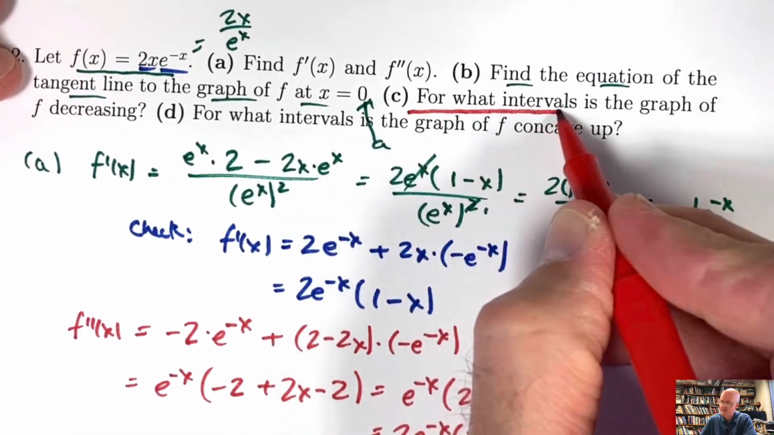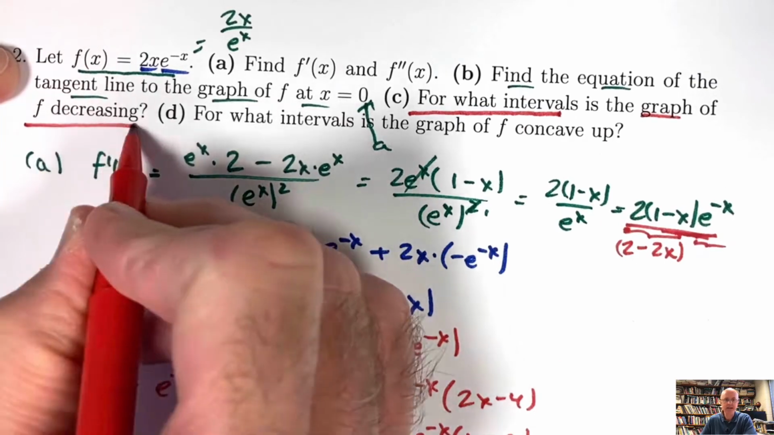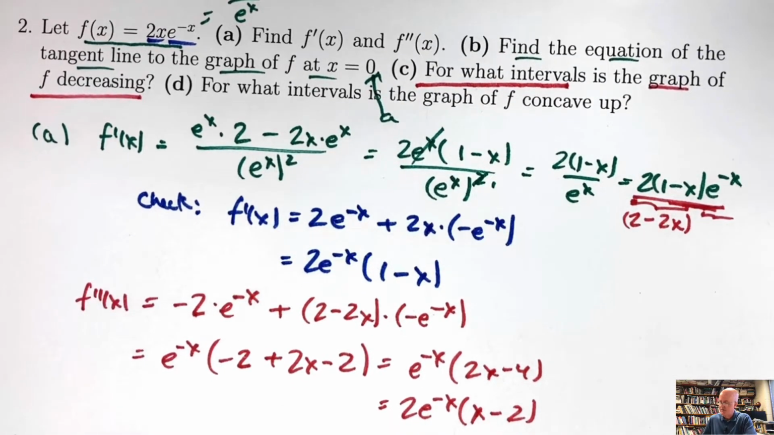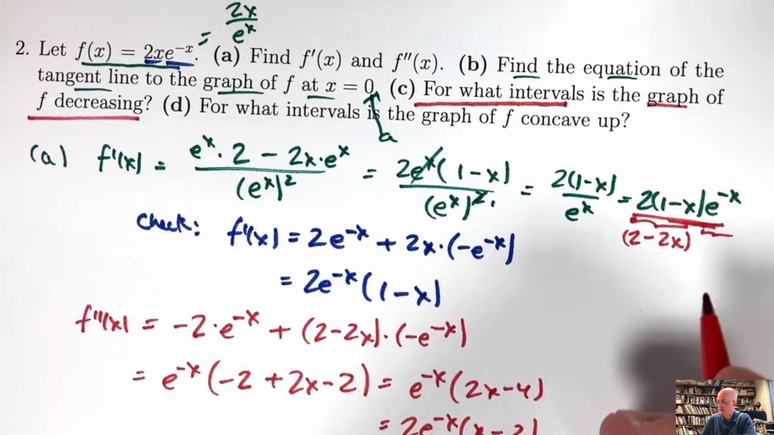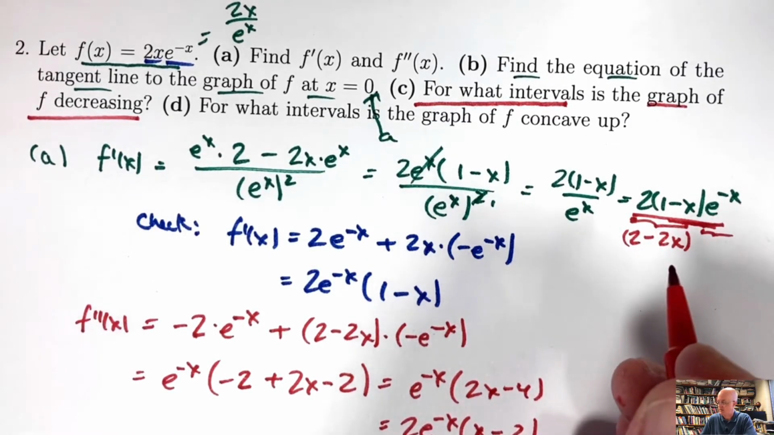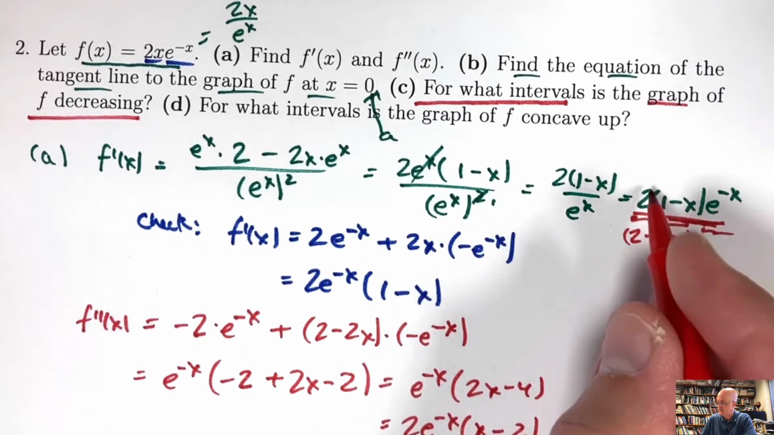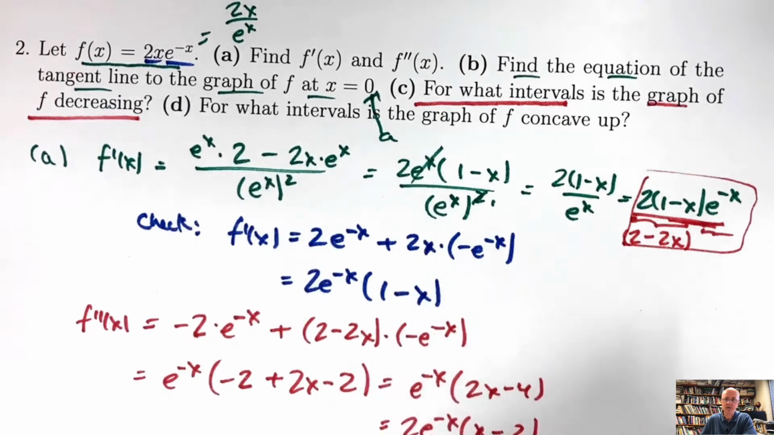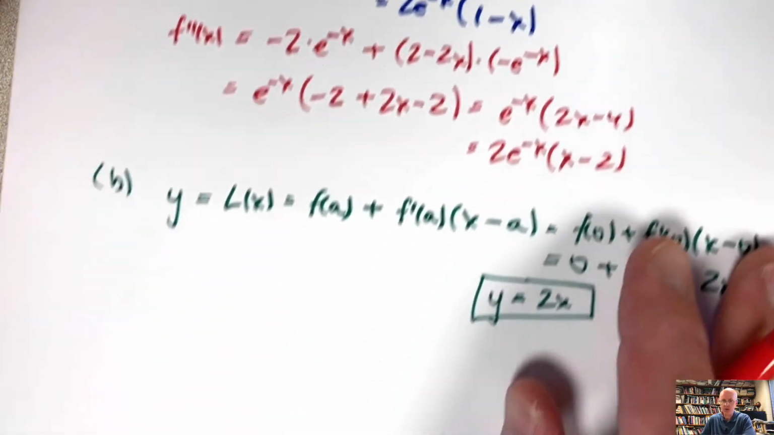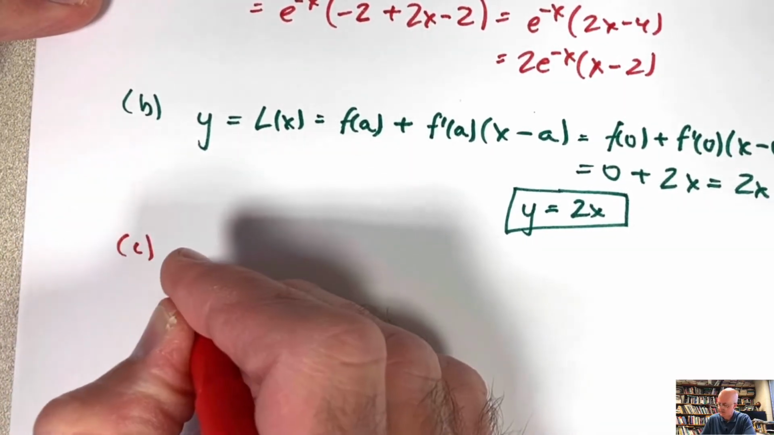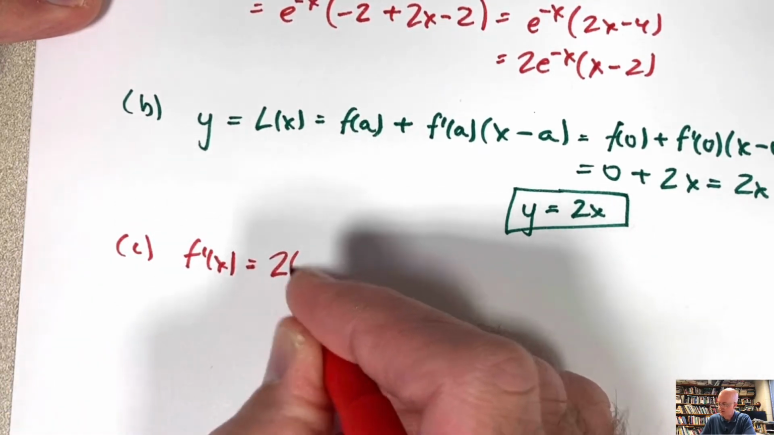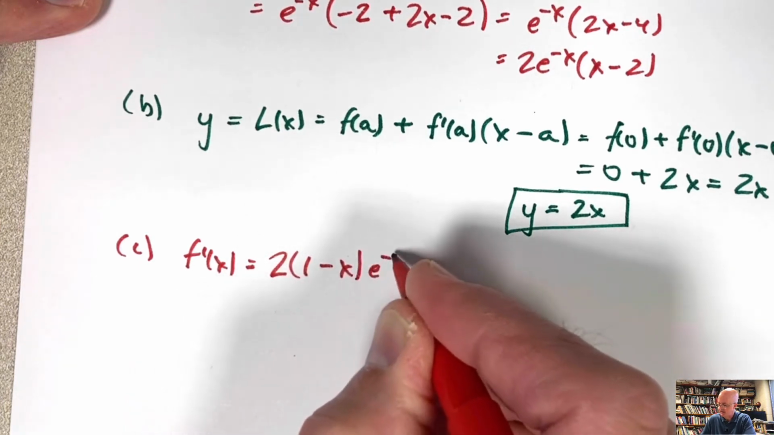For what intervals is the graph of f decreasing? Or you could say, is f a decreasing function? That would actually be a more common way to ask that question. All right, we know the derivative tells us where the function is increasing or decreasing. If it's a differentiable function, like this is, we've got to focus on this and see where it's positive or negative. Since we're after where f is decreasing, we need to think about where that's negative. So let's go ahead and write it down here. So again, the first derivative of f, let's write it in factored form, is 2 times (1 minus x) times e to the negative x.